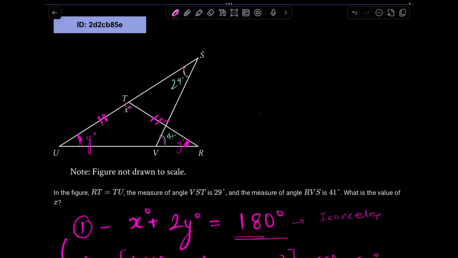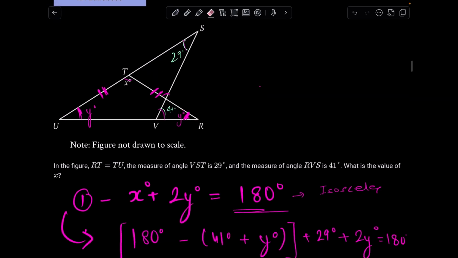Okay, so move on to the next question. The solution to this is going to be a bit complicated. If you find a better solution, a more efficient and straightforward solution, you're welcome to comment. So basically, you need to find x degrees, and the angle VST is 29, and angle RVS is 41 degrees. We need to find x.